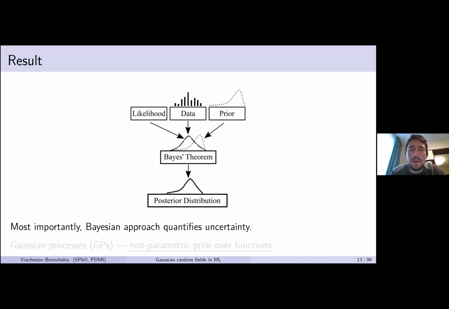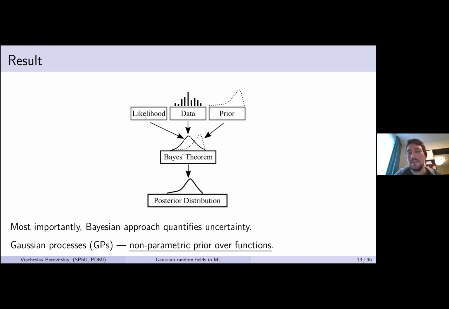To summarize this, we have Bayesian inference as a kind of machine which takes some prior, which summarizes our prior beliefs about an unknown variable. We have the likelihood, which says how probable some data is given some value of this unknown parameter. And then combining this with data through Bayes theorem, we get a posterior distribution over the unknown parameter. Not a single value of the unknown parameter, but a distribution of this parameter. So most importantly, the Bayesian approach quantifies uncertainty.